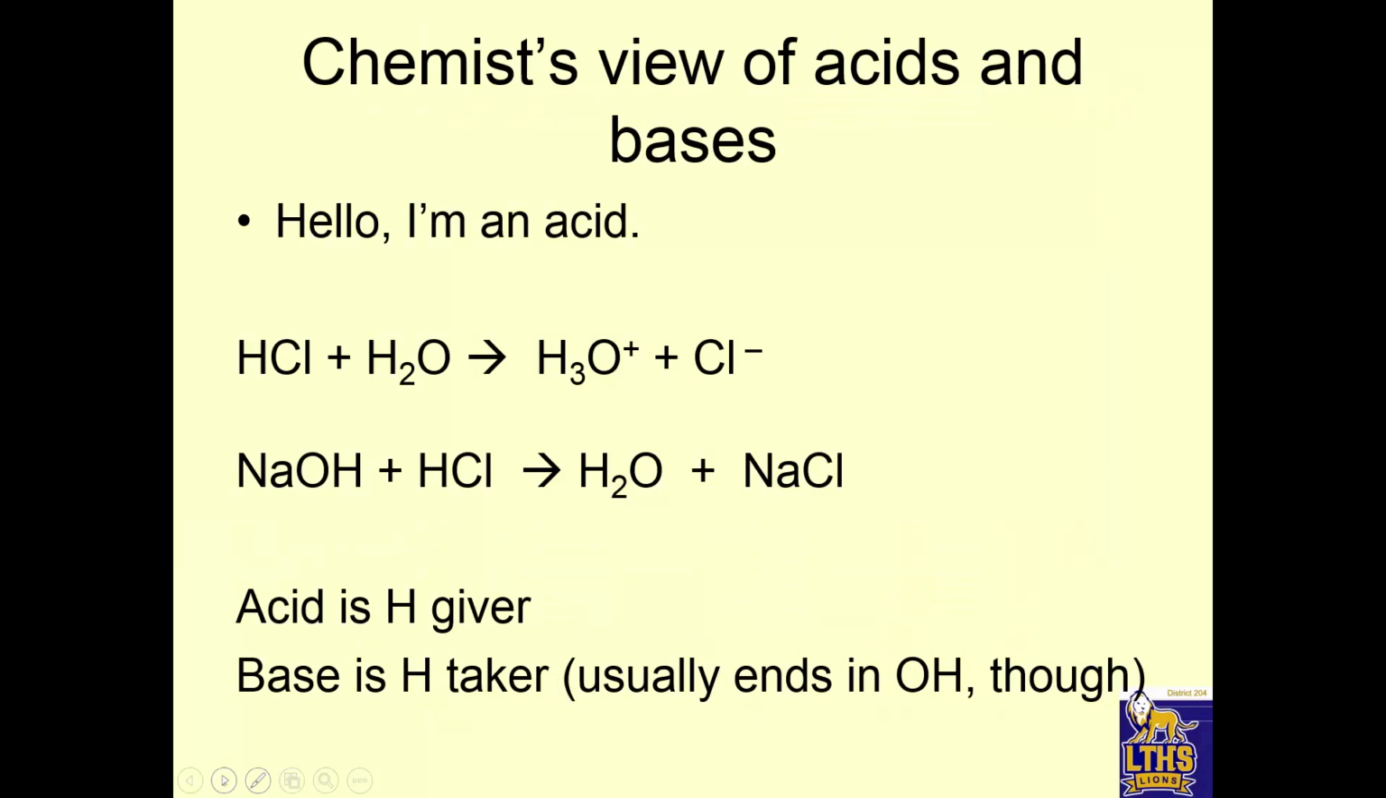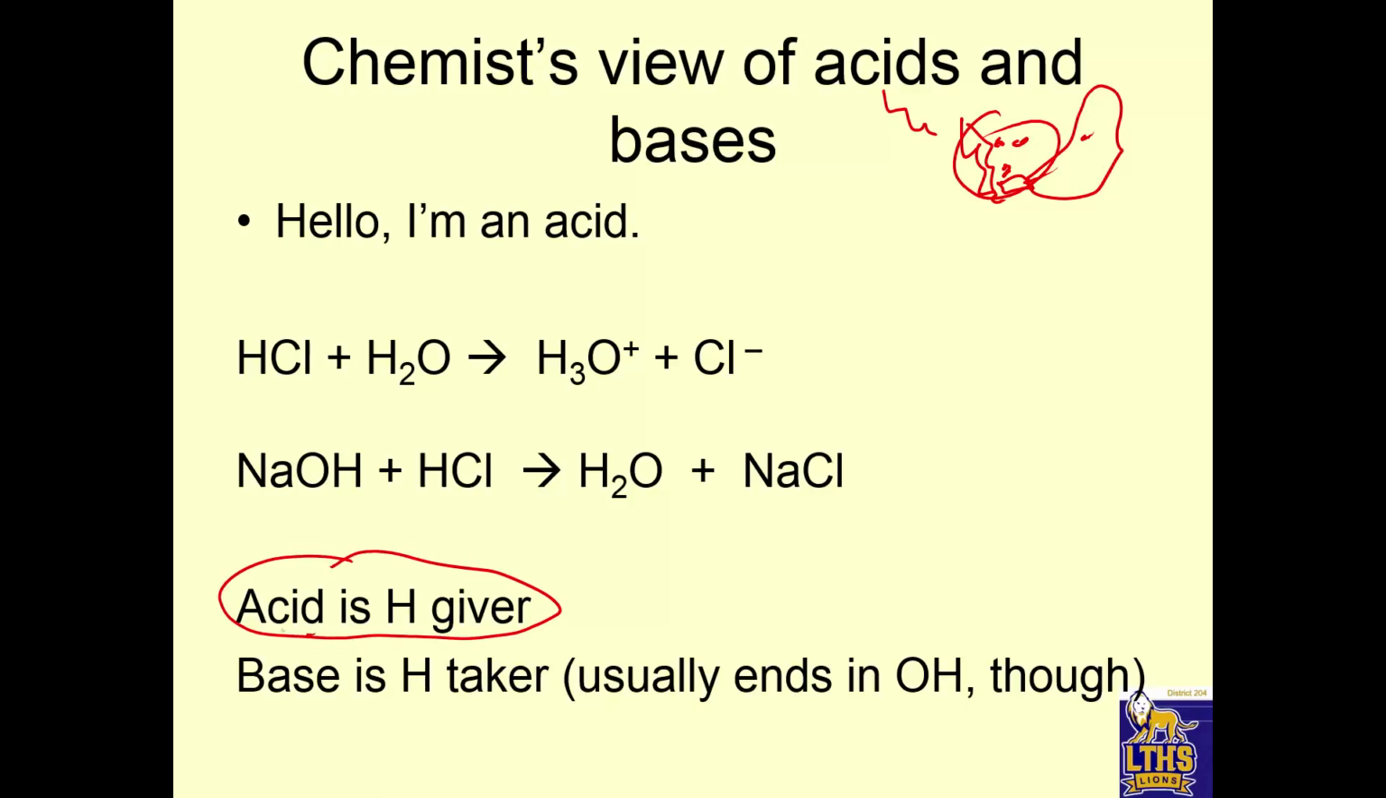Chemistry of acids and bases. So acids and bases for us right now. For chemists, an acid is an H giver. A base is an H taker. Now, what an acid should be for us, having taken chemistry so far, is, hello, I'm an acid. Acids start with H.